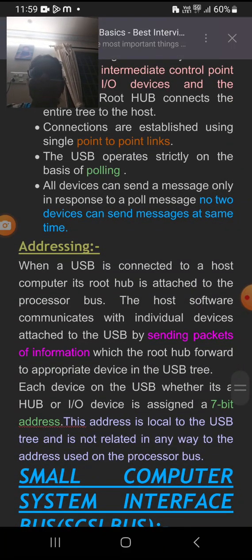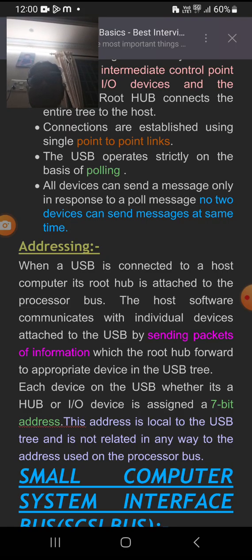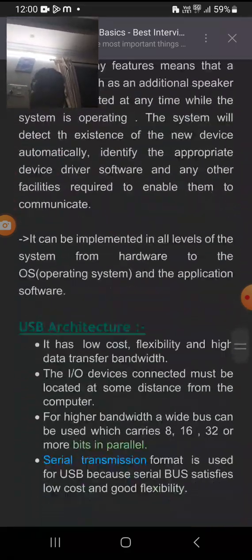Addressing: when a USB port is connected to the host computer, its root hub is attached to the processor bus. The host processor communicates with the individual devices attached to USB by sending packets of information, which the root hub forwards to the appropriate devices in the USB tree. Each device on USB, whether it is a hub or an input device, is assigned a 7-bit address. The address of a device in the USB tree is not related to any of the addresses used by the processor.